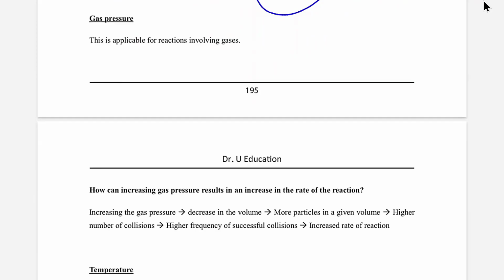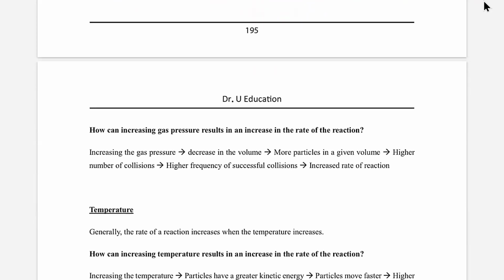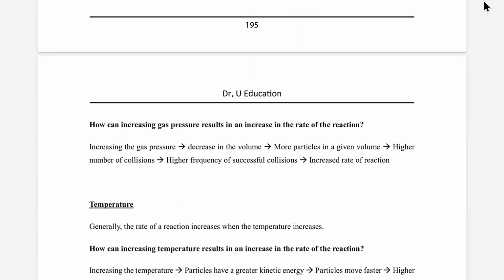So gas pressure. Increasing gas pressure increases the rate of reaction. Okay, let's see what will happen when you increase the gas pressure. When you increase the gas pressure, the volume decreases. Tell me why. Jansen, tell me why. Increasing gas pressure, why decreasing volume?